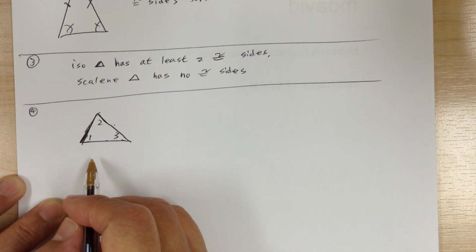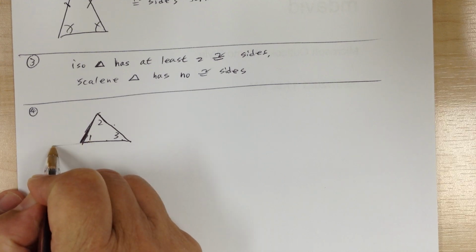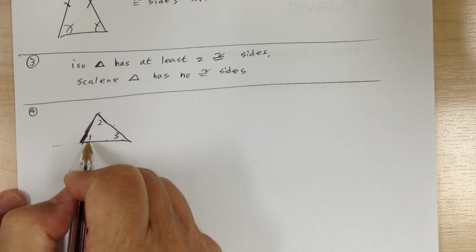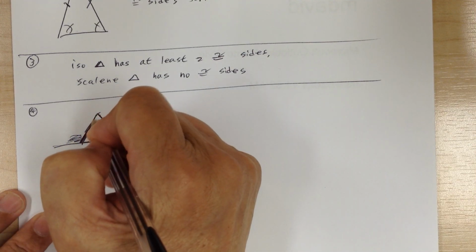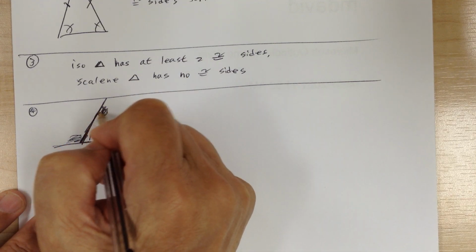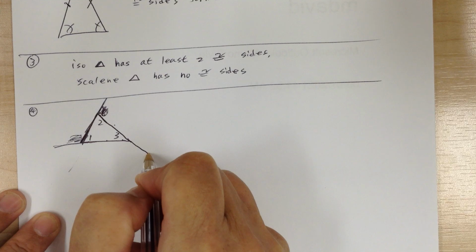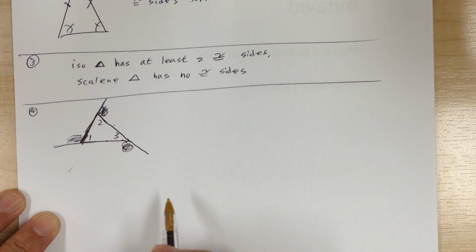Okay, so to get exterior angles, you just go and extend the side. So you can extend this side, you can extend this side, doesn't matter. So I'm going to extend this side, and I'm going to shade in this over here. I'm going to extend this side and shade in right over here. Okay? And extend this side and shade in right over here. So those are exterior angles. Okay?